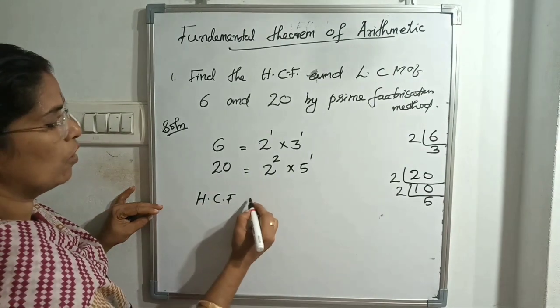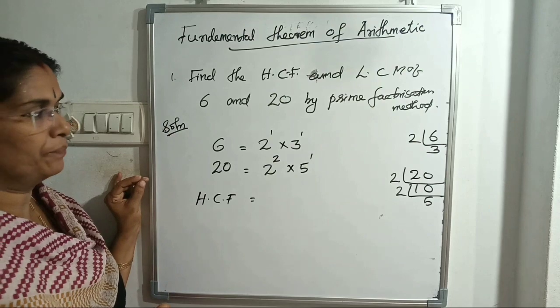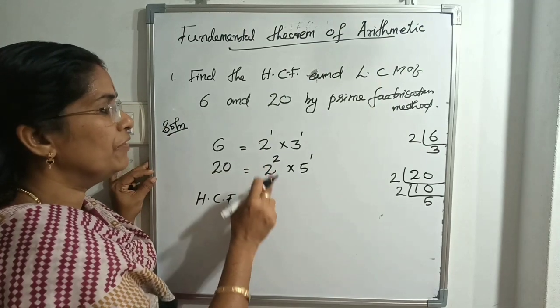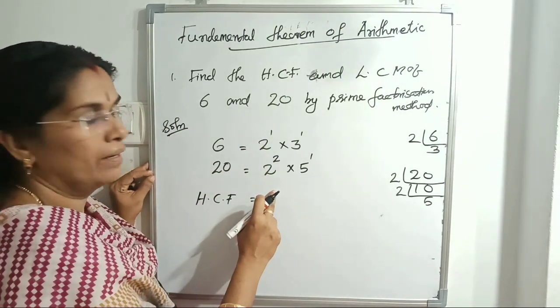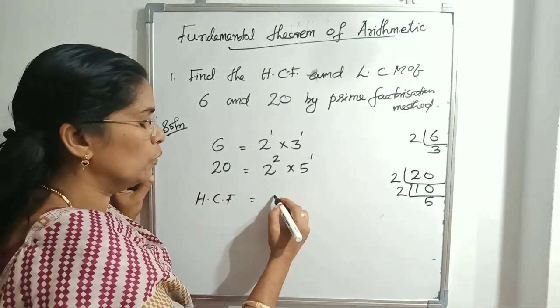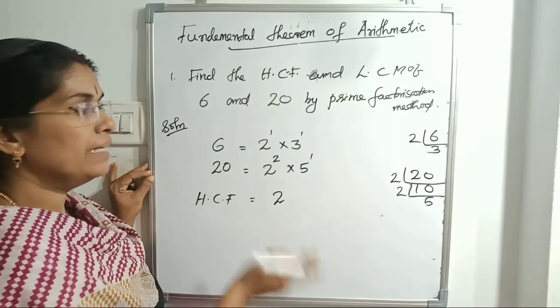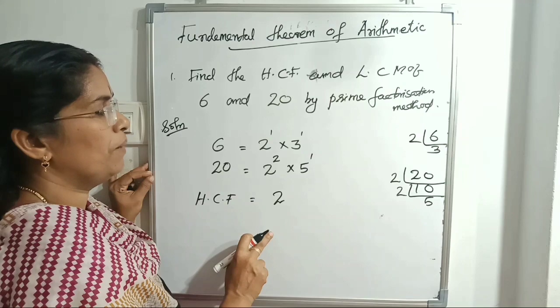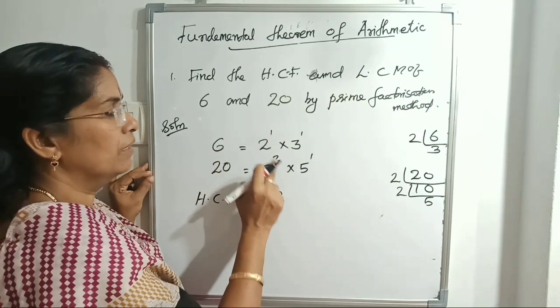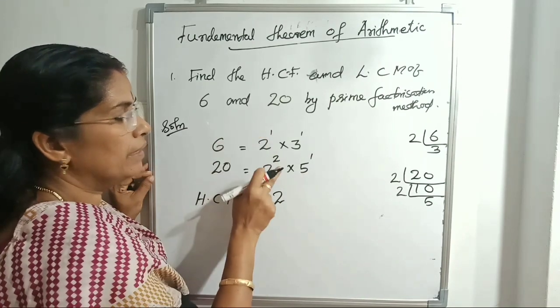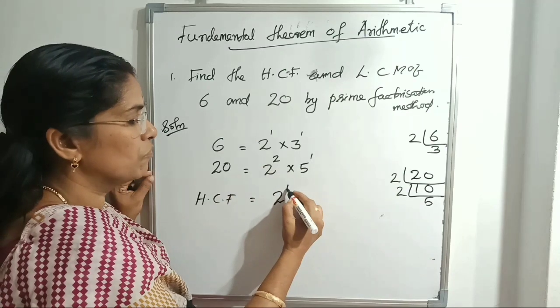It is the highest common factor. Among these, which factor is common? Among these, only factor 2 is common. We take its lowest power, or least power. Here the power is 1, here it is 2. So the least power is 1.